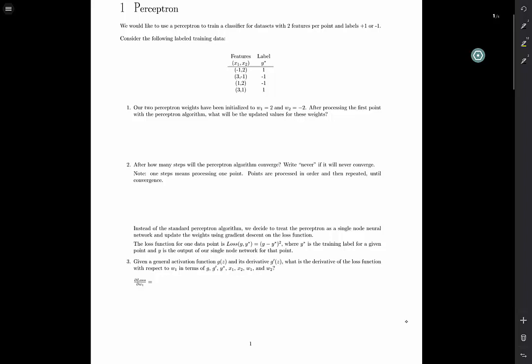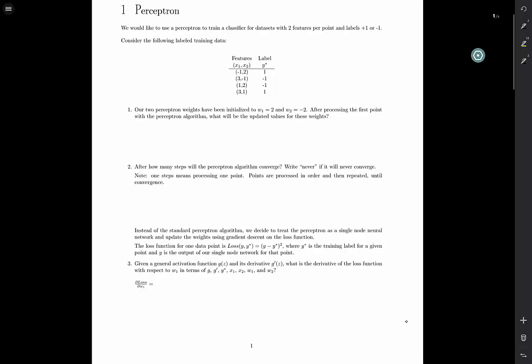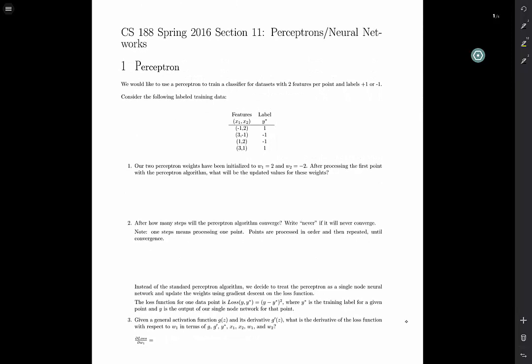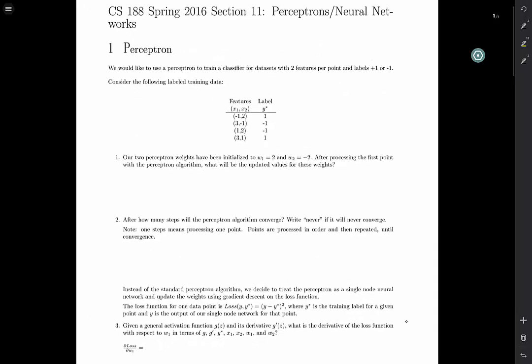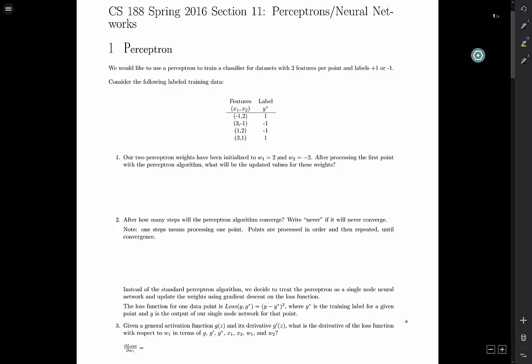Everyone, welcome to CS188 section 11, and today we'll be doing perceptrons and neural networks. So the first problem is on perceptrons and segues into neural networks. We'd like to use a perceptron to train a classifier for data sets with two features per point and labels +1 or -1, and they give us the data here.